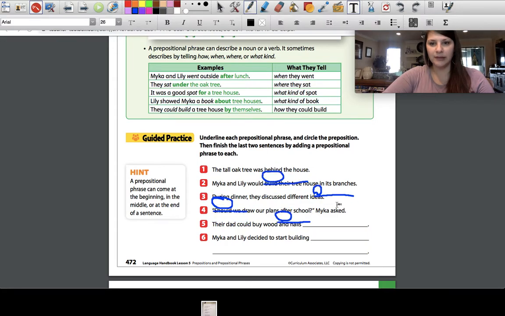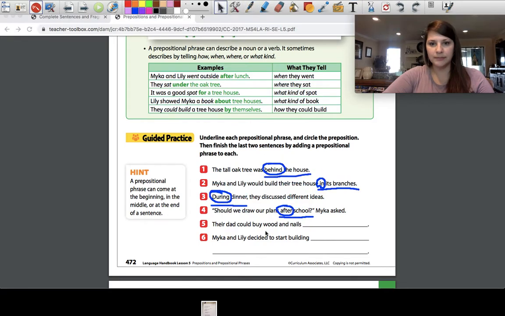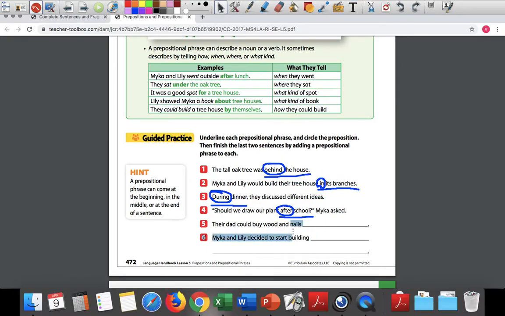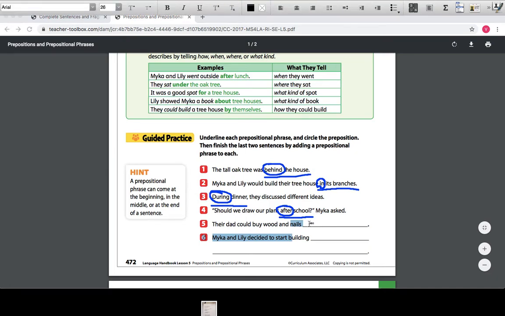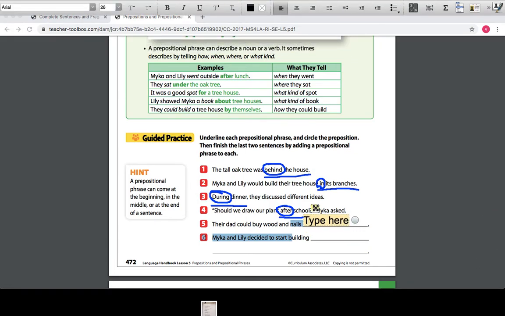I'm going to have to do the text, so my handwriting's not that sloppy. Hang on, let me move this. Okay, here we go. Their dad could buy wood and nails for the project. It's already got the period there. So for would be my preposition, and for the project would be the prepositional phrase.